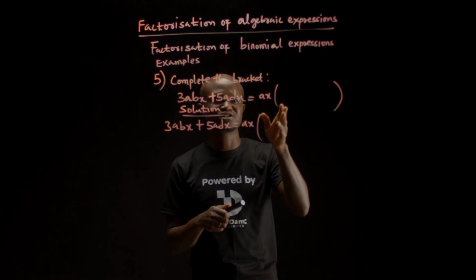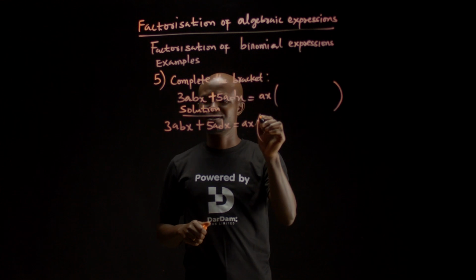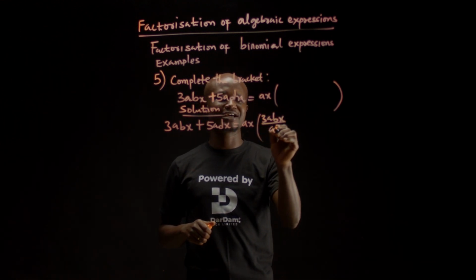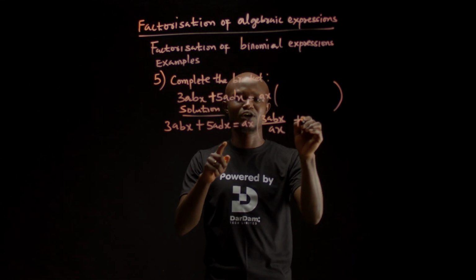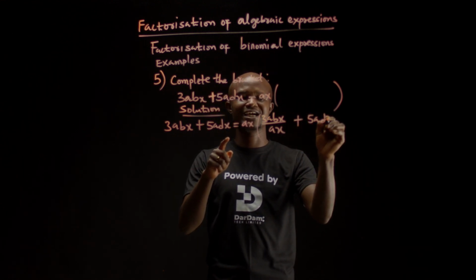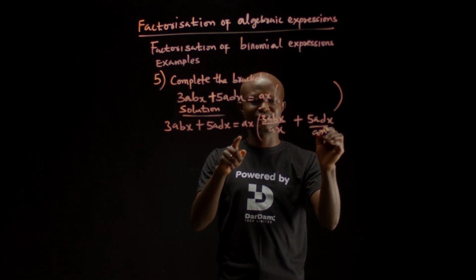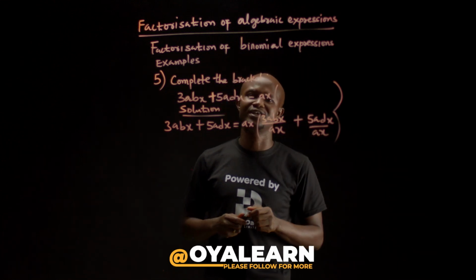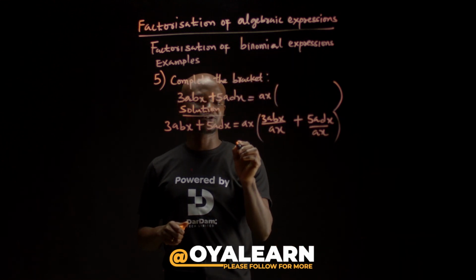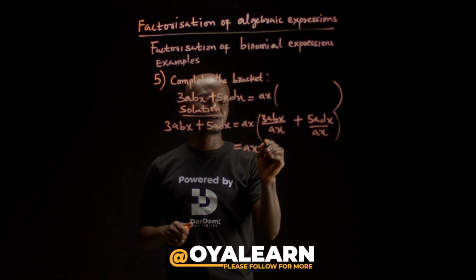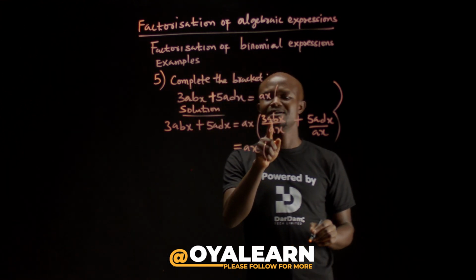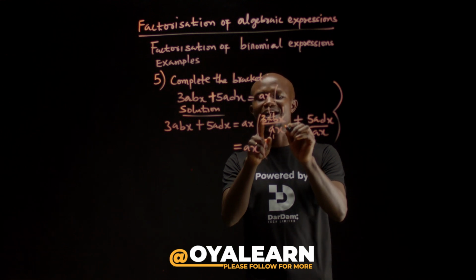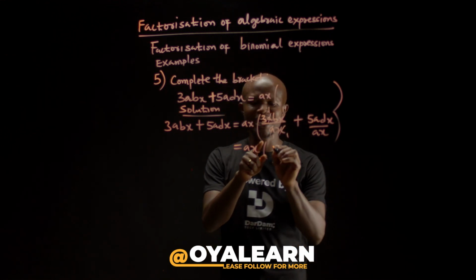So it means you just need to factorize 3abx, then you use the ax to divide each, plus 5adx. Use the ax to divide each term inside the bracket in order to get what you have here. So what are you going to have inside the bracket? Now, a will cancel a, then x will cancel x.